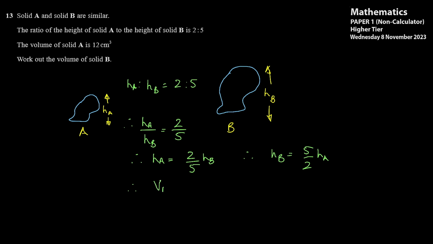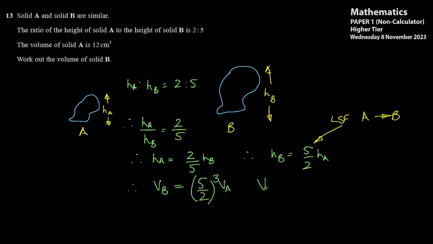Therefore, the volume of B is equal to 5 over 2 cubed multiplied by the volume of B. Because this here is the length scale factor going from A to B. Every length in A is multiplied by 5 over 2 when we come to B. And the volume will be the length scale factor cubed. And I've just seen I made a mistake there. This should be volume A. Okay, we're told that the volume A is 12.